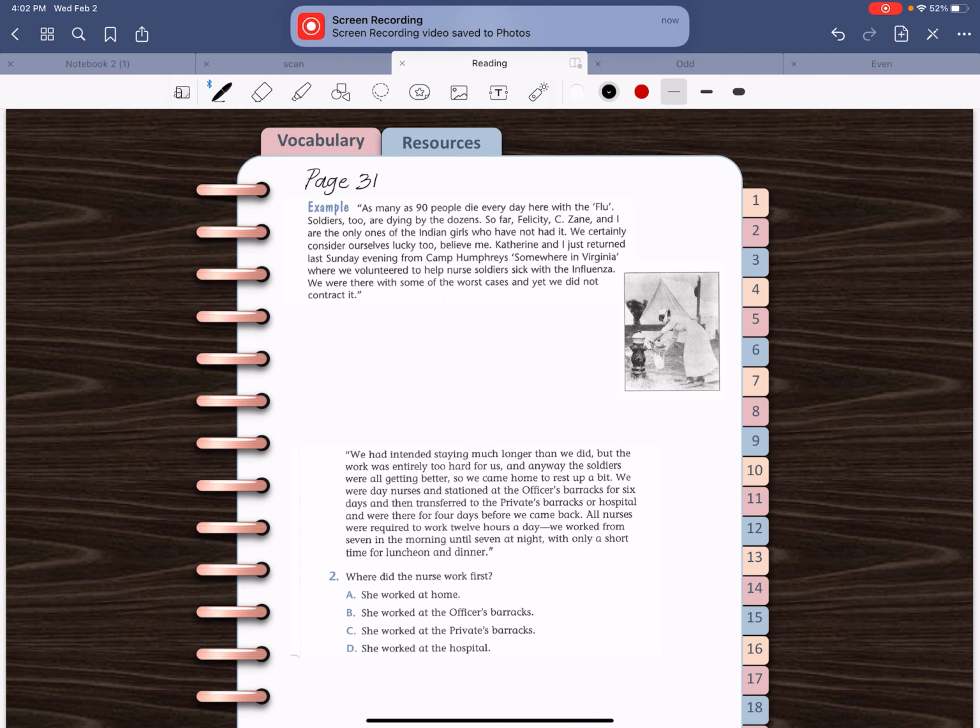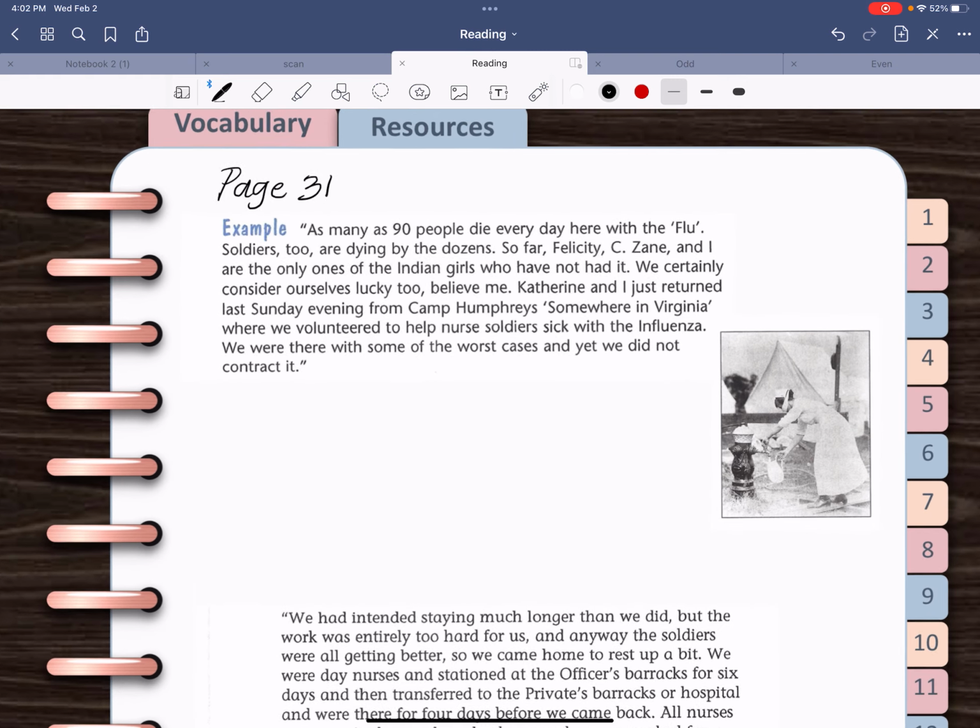I am on page 31 of the textbook, and we're still reading about historical texts. So these would be mostly in social studies passages, not always, but usually. So let's take a look at this passage. This is on page 31, the examples.